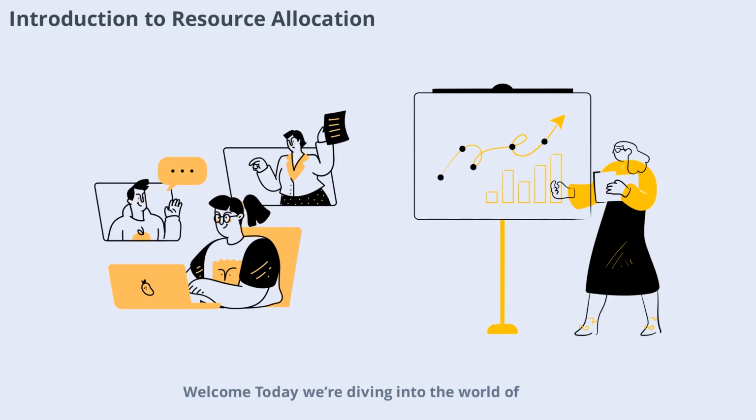Welcome. Today we're diving into the world of resource allocation strategies in project management. Resource allocation is the process of assigning and managing assets in a way that supports an organization's strategic goals. Whether you're working with people, time, money, or equipment, effective allocation ensures projects run smoothly and efficiently. In this video, we'll explore key strategies, practical examples, and tips to help you optimize your resources for project success.